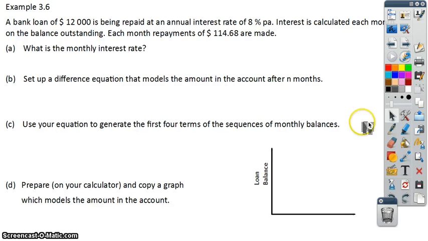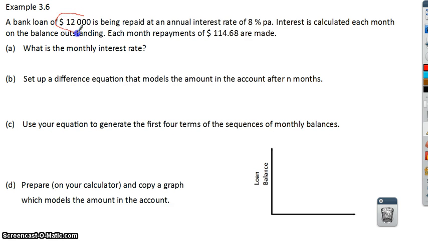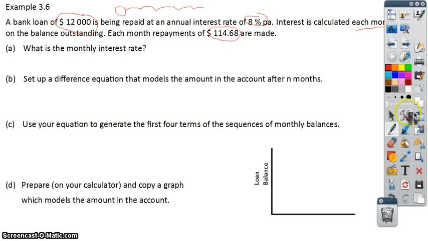Okay, so this is an example of annuities in arrears because we have the money up front, a bank loan, and we're paying it off afterwards. So the money is up front and then the payments come after, so it's arrears. Here's our interest rate. It's calculated each month, and monthly repayments are there. So we have all the information we need to set this up.